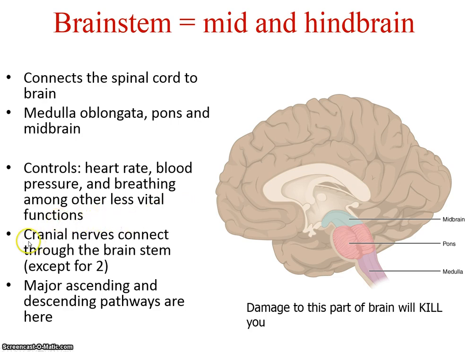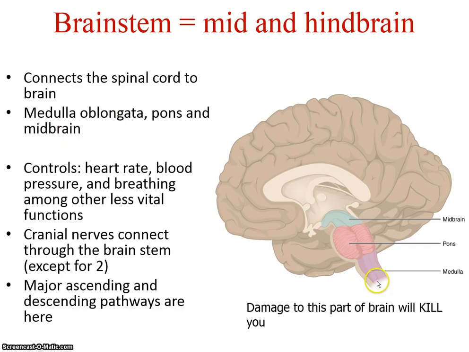Cranial nerves connect through the brainstem, except for two, and that would be the olfactory and the optic. All right, but all the other cranial nerves we're going to talk about later on are going to actually be connecting, coming in through the brainstem. This also contains the major ascending and descending pathways, so this is a conduit as well for, again, ascending that's going to come up to the thalamus, a lot of it, right, and the descending coming back down from the cerebrum as well as the cerebellum, which isn't shown here. Okay, so this again connects the spinal cord to the brain, the rest of the brain, the diencephalon and the cerebrum.